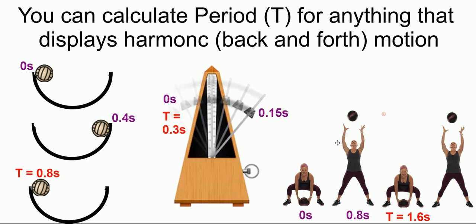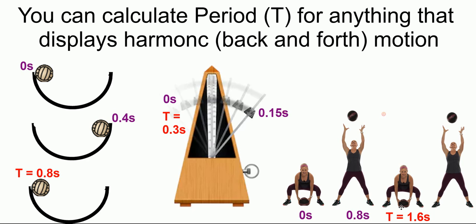This guy here is throwing this ball up and down repeatedly, back and forth, up and down. We can talk about period there, can't we? He starts at 0, the ball goes to the top at 0.8, and comes back to the bottom where it started. One back and forth trip is 1.6 seconds, and that's our period.